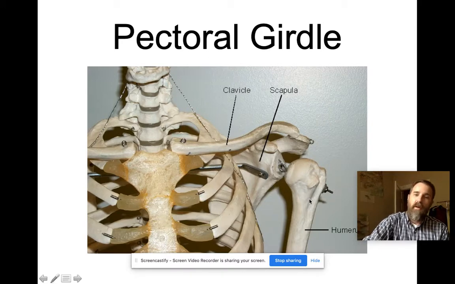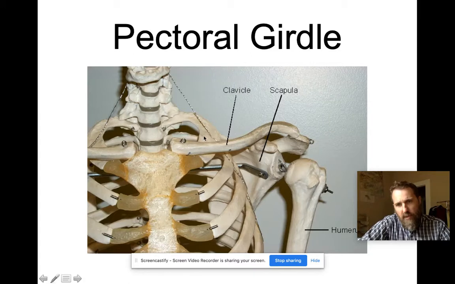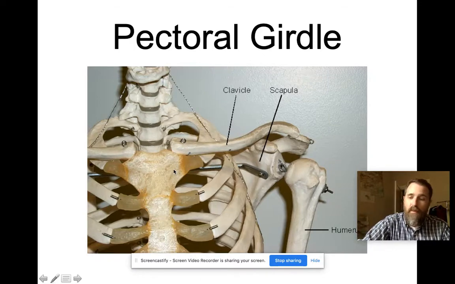So here we have our arm, the humerus, attached to the scapula. And you can see how the scapula is attached to the clavicle, and how the clavicle is attached to the sternum at the clavicular facet. Also pay attention to how the first rib sort of courses up and under the clavicle to attach to the manubrium.